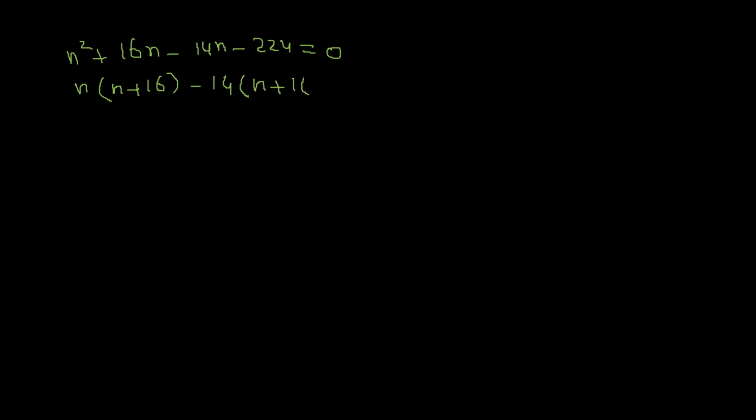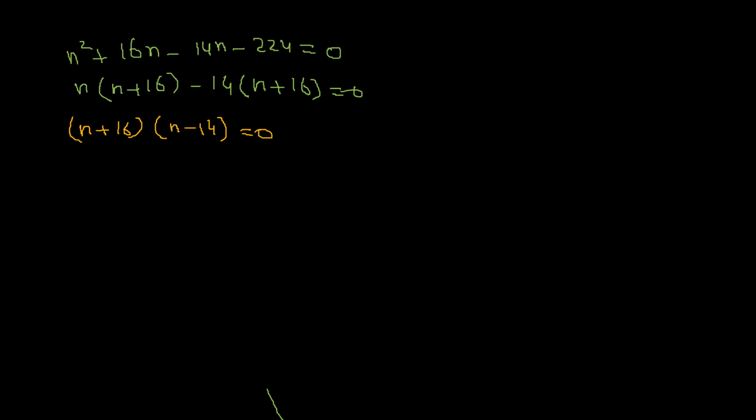So what we actually have was n square plus 16n minus 14n minus 224 equals 0. By taking n common, we get n plus 16. By taking minus 14 common from these two terms, it also makes n plus 16. So here n plus 16 is common, and this gives n minus 14 equals to 0.